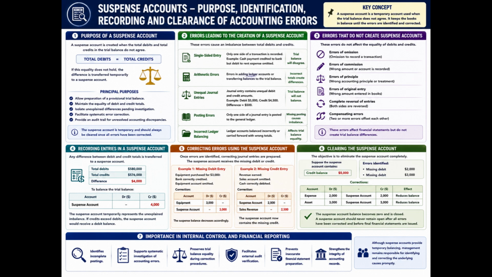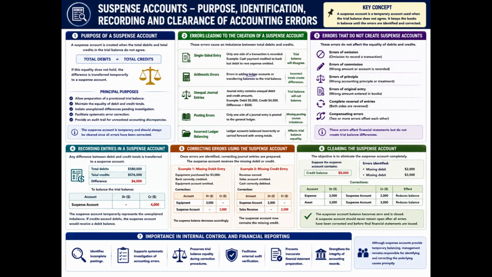A suspense account arises only when an accounting error causes an imbalance between total debits and credits. Typical errors include single-sided entry. Only one side of a transaction has been recorded. Example: a cash payment has been credited to the bank account, but the corresponding debit to rent expense has been omitted. The trial balance will disagree.